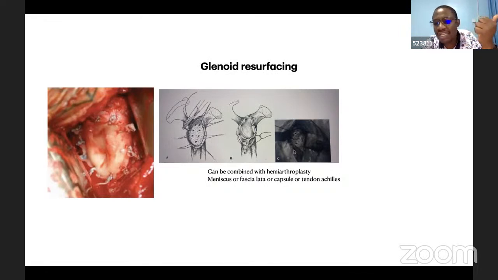The options you have other than the meniscus: you can get implants, fascia lata. You can get tendons like tendo Achilles. They can be allograft, or you can get them from the peroneal, as long as you can harvest from the patient and fashion them into meniscus-like conduits, and then you can implant them on the glenoid. So it is possible for you to do that to reduce pain. Glenoid resurfacing.